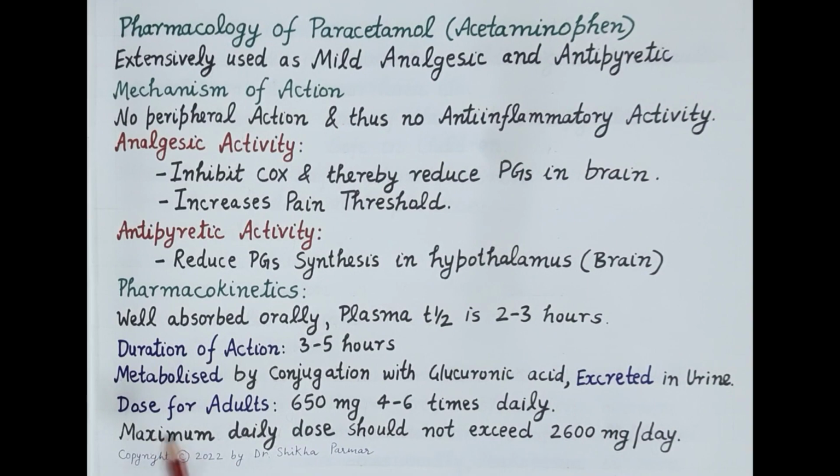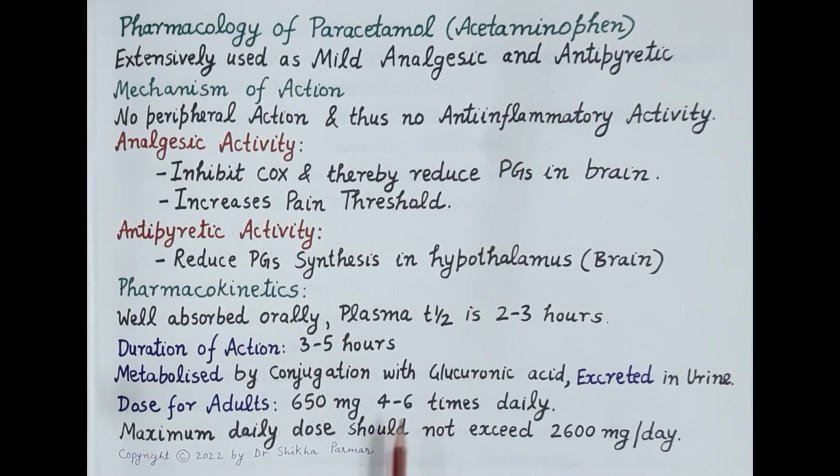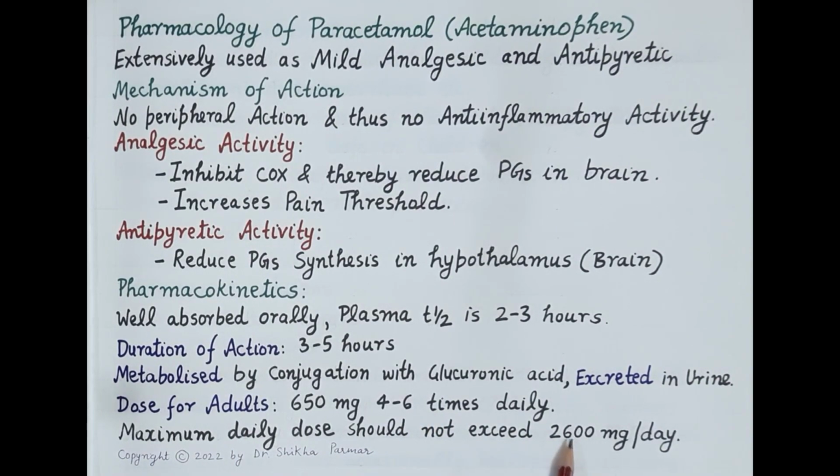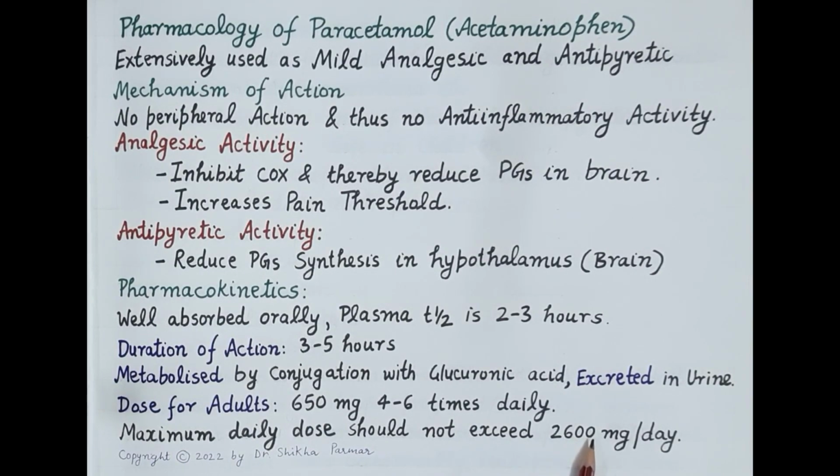Now let's understand the dose of paracetamol. Paracetamol is available in two strengths, 325 mg and 650 mg. Usual dose for an adult is 650 mg 4 to 6 times daily, but maximum daily dose should not exceed 2600 mg per day. Otherwise, it can cause liver and kidney toxicity.